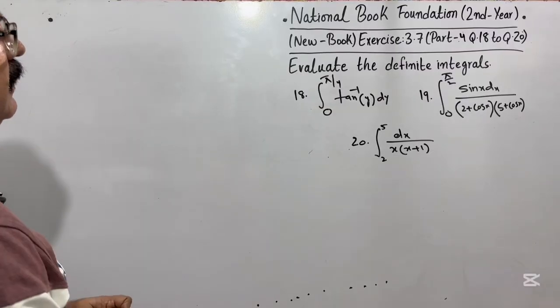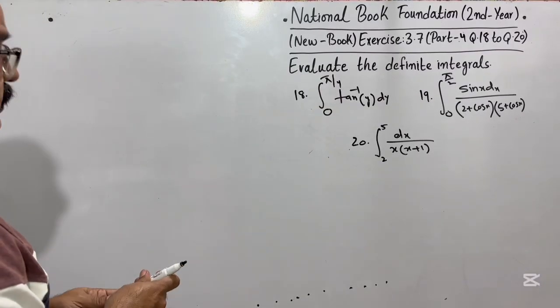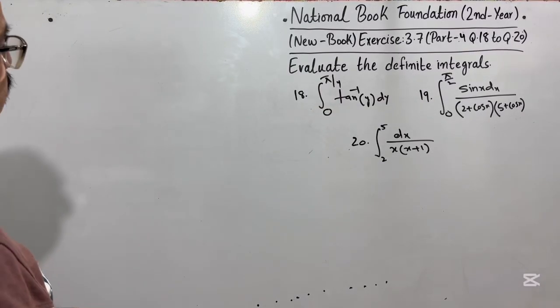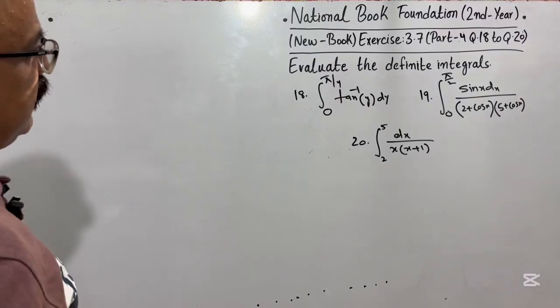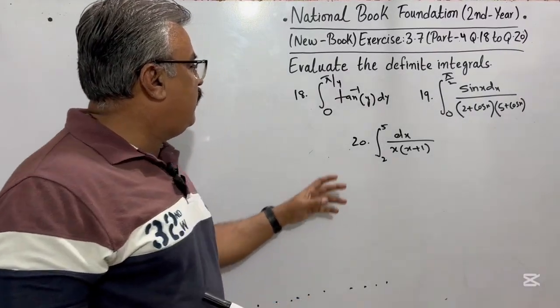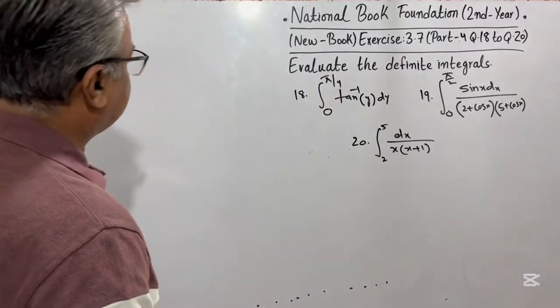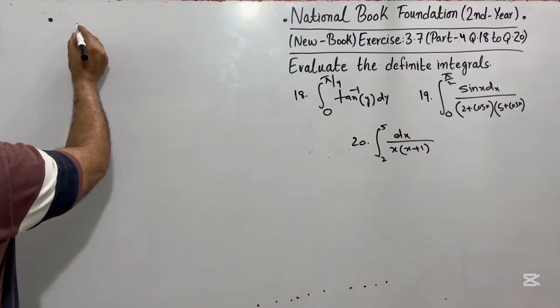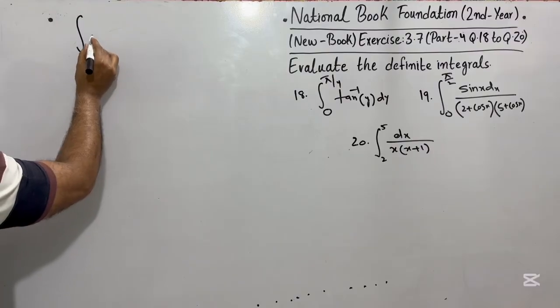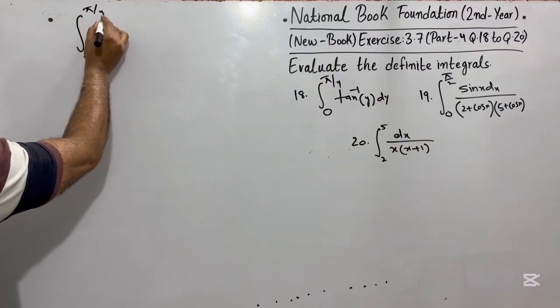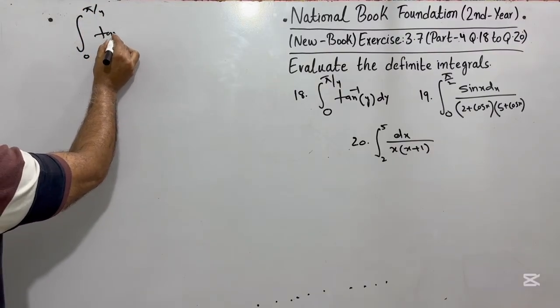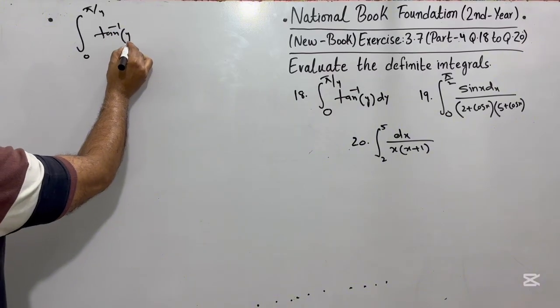Let's complete exercise 3.7, the definite integral, the last three questions, last but not least. Good questions, giving a good idea of integration by parts as well as partial fractions. Let's see and find out without wasting time. Our limits run from 0 to pi over 4, the integral of tan inverse y dy.